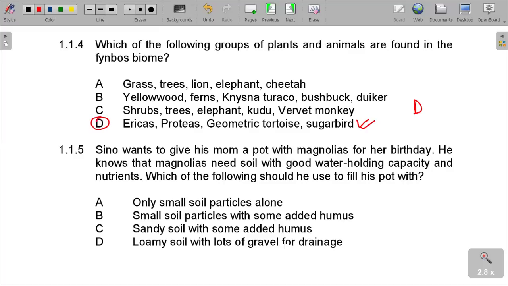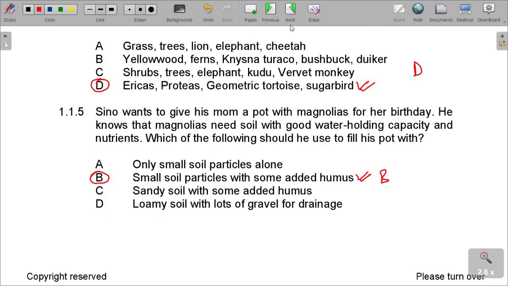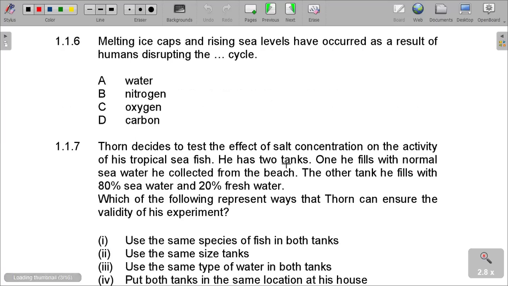So he wants to give his mom a pot with mangoes for a birthday, and the mangoes need soil with good water holding capacity and nutrients. So in this regard, our correct answer is B, small soil particles with some added humus. That is the correct answer in question number 1.5. Let's go to question 1.6.